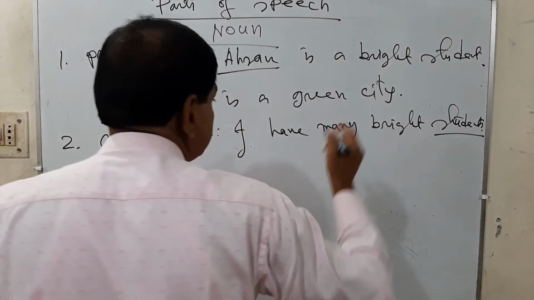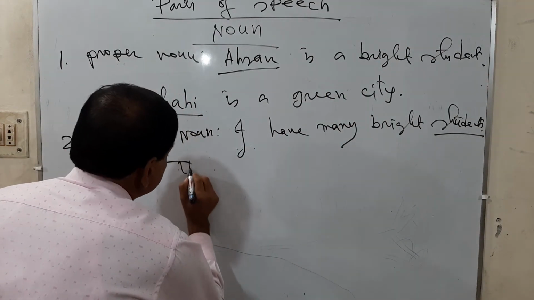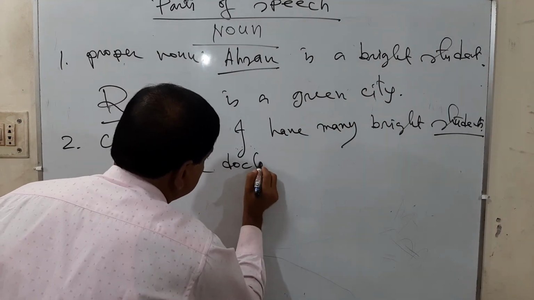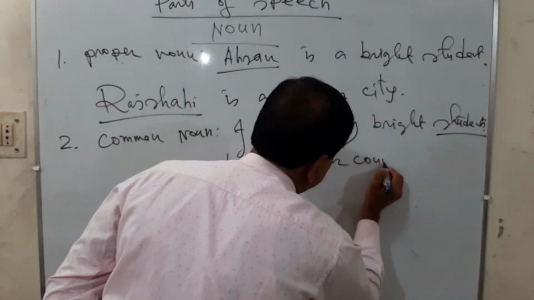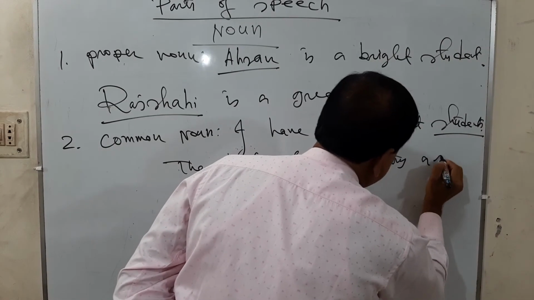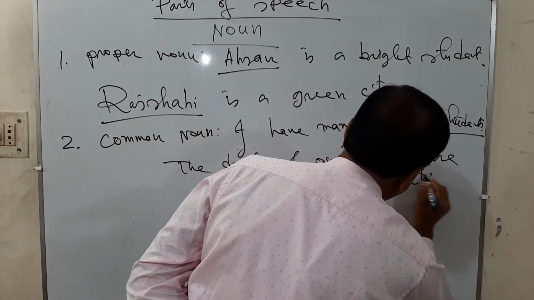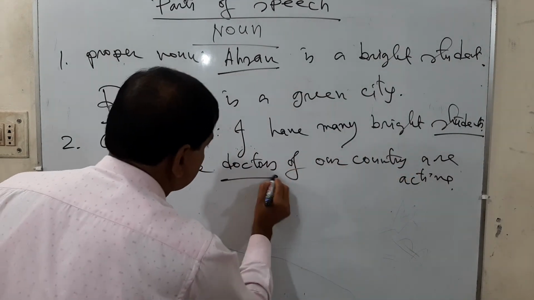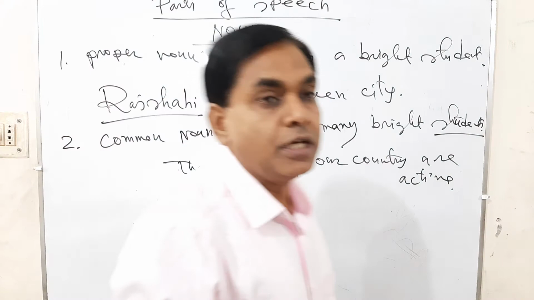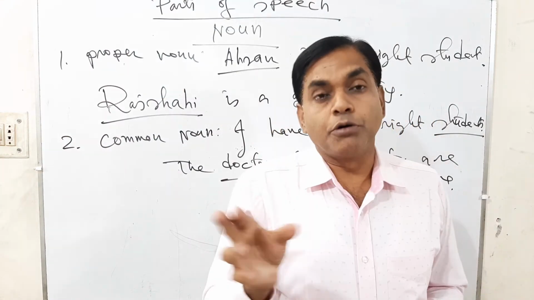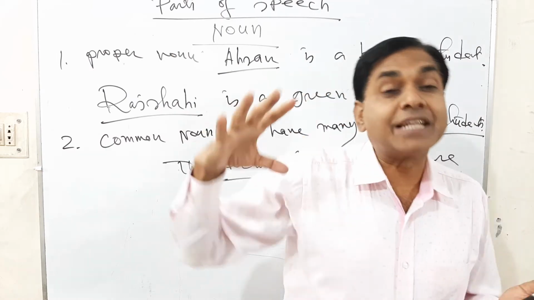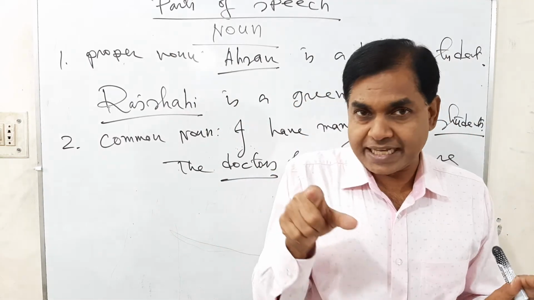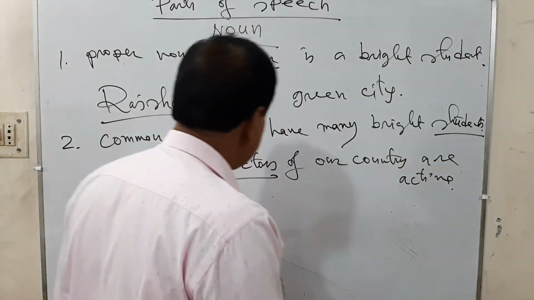If I say the doctors of our country are active, then the doctors, all the doctors of our country. So it is called common noun because it indicates the whole class. Am I right? And the next one is collective noun.